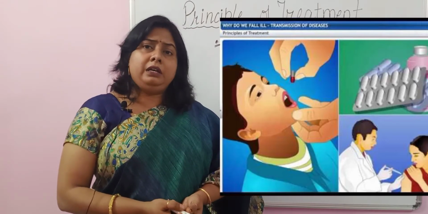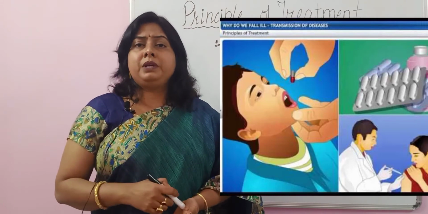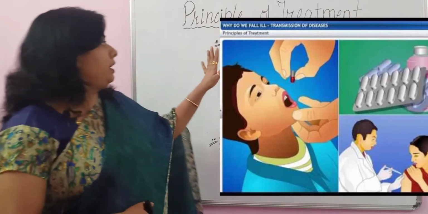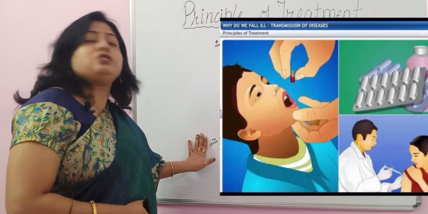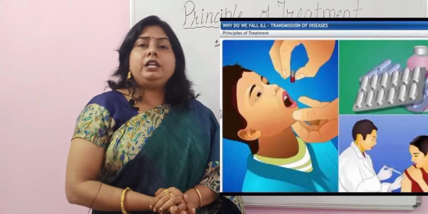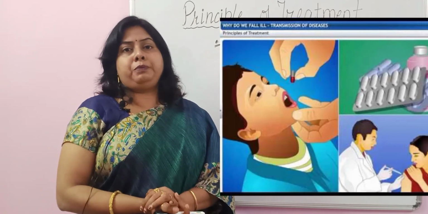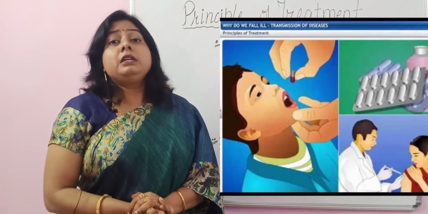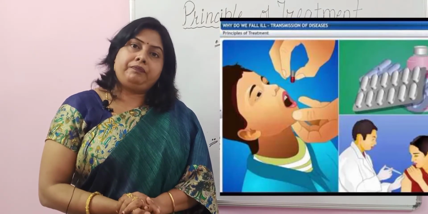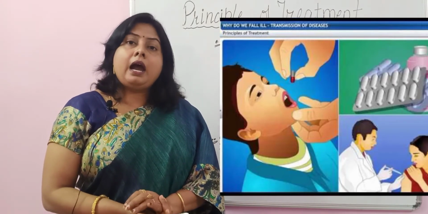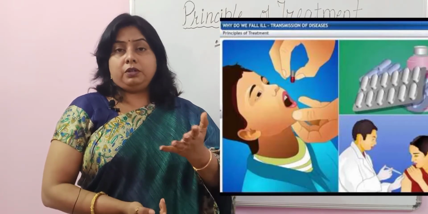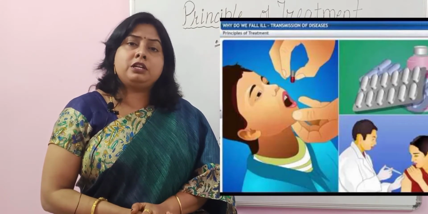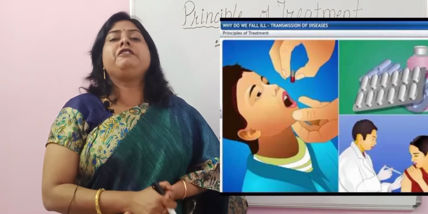So what was the first thing? The principle of treatment can be divided into two phases. One is general, the other is specific. In the general principle of treatment, the patient is treated symptomatically. Like, as I said, because the patient is having fever, he is given a medicine to reduce the fever first.